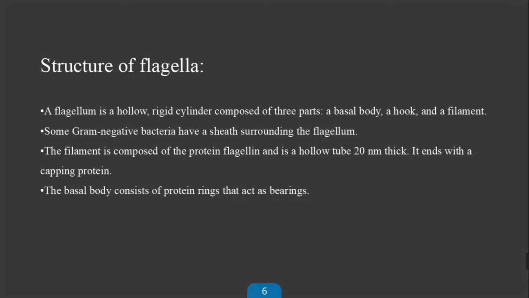Structure of flagella. A flagellum is a hollow, rigid cylinder composed of three parts. First, a basal body, second, a hook, and third, a filament. Some gram-negative bacteria have a sheath surrounding the flagellum. The filament is composed of protein flagellin and is a hollow tube 20 nanometer thick. It ends with a capping protein. The basal body consists of protein rings that act as bearings.